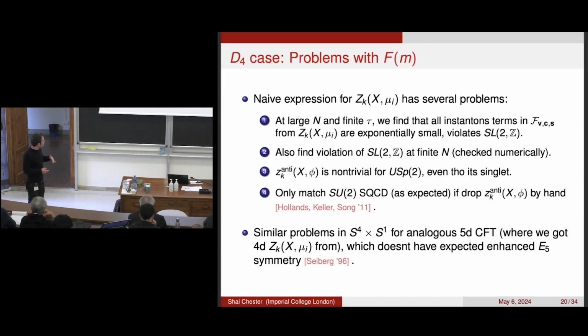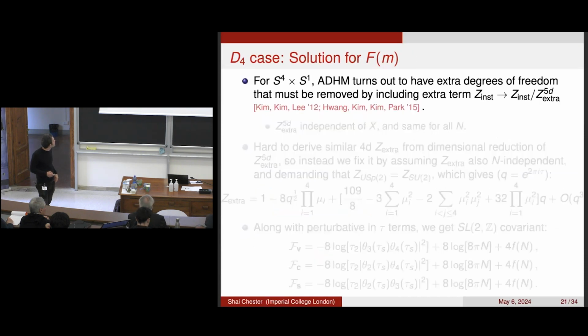So it turns out that all these problems, which we discovered in Nekrasov's formula in 4D, there are actually analogous problems even in 5D. So even for the S4 cross S1 formalism, there was also a problem in the formula Nekrasov wrote down. In particular, in this 5-dimensional case, you have these 5D CFTs, and they're expected to have a certain enhanced global symmetry, in particular E5. And it turns out that if you use Nekrasov's formulas, you don't get that enhanced symmetry. So you also know that they're missing something even in 5 dimensions. And this problem was first pointed out by these authors in the case of 5 dimensions.